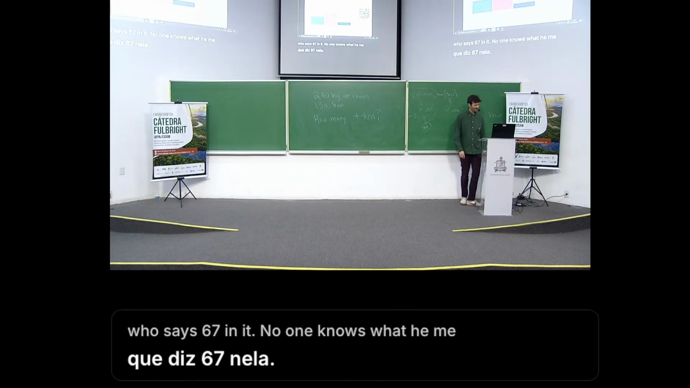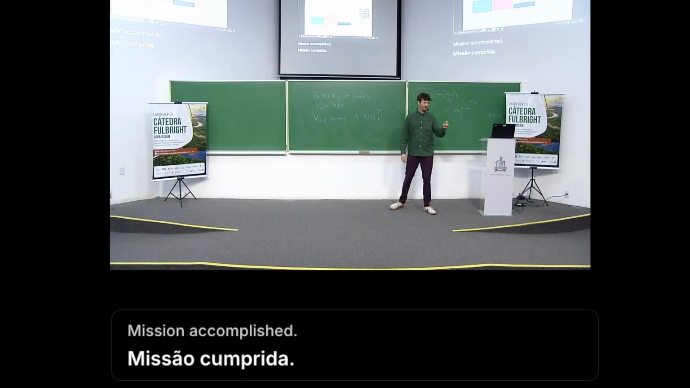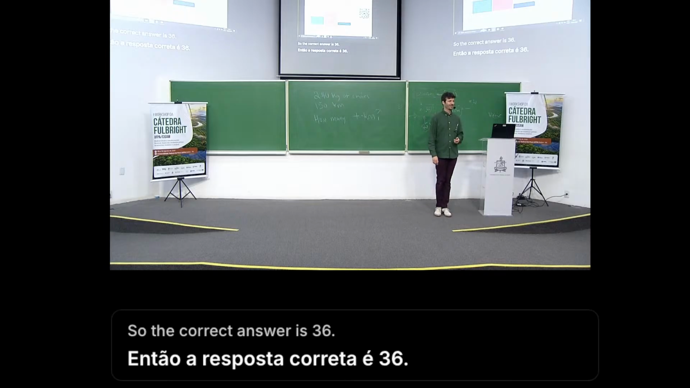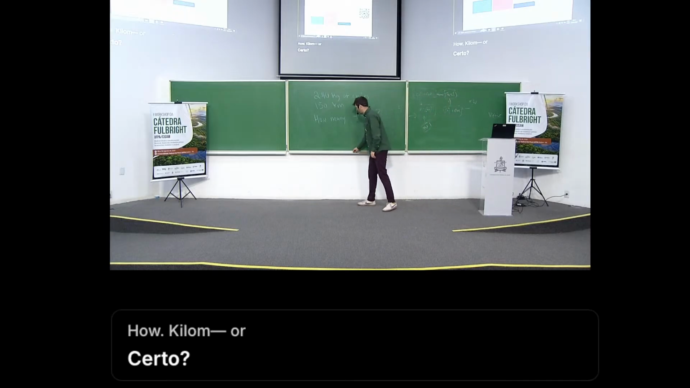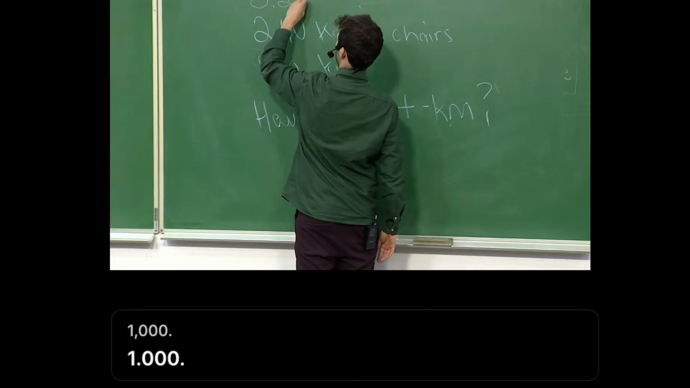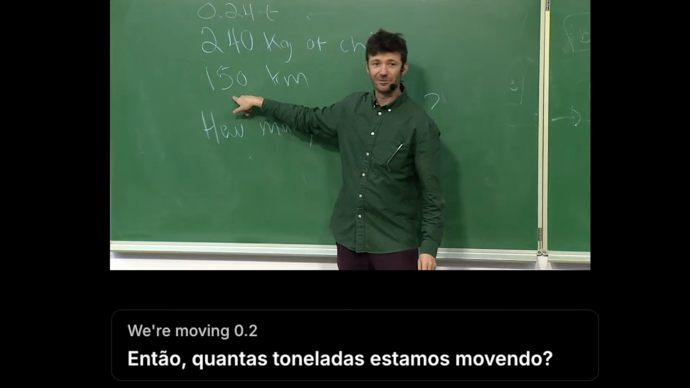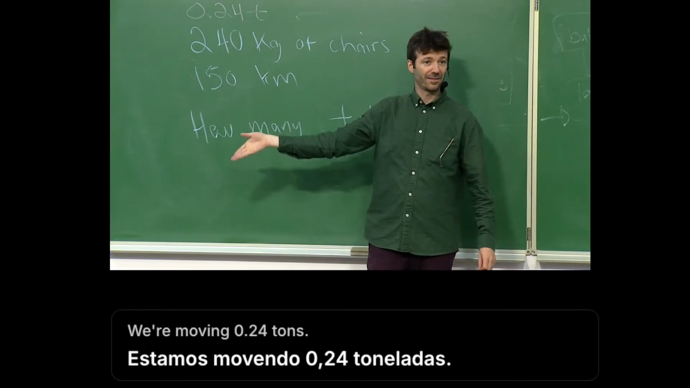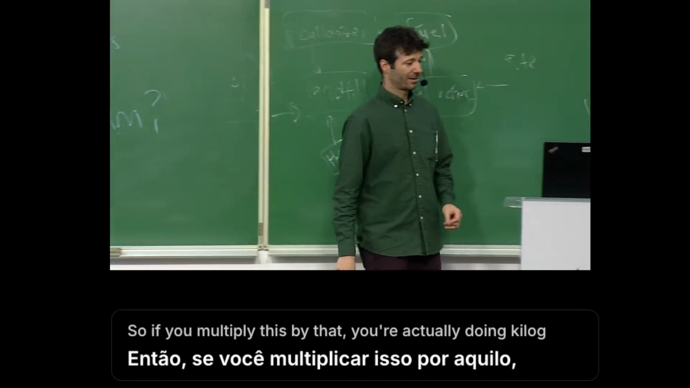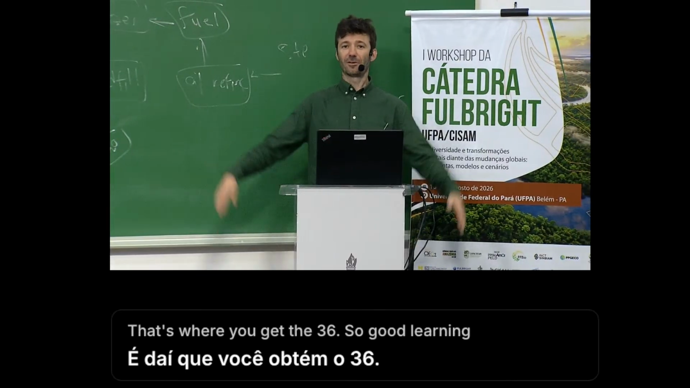Mission accomplished. Cool. So the correct answer is 36. Right? How many kilograms in a ton? 1,000. So how many tons are we moving? We're moving 0.24 tons. So if you multiply this by that, you're actually doing kilogram kilometers. You have to divide by 1,000. That's where you get the 36. So good learning moment right there, because you have to pay attention to the units, or else everything goes haywire.